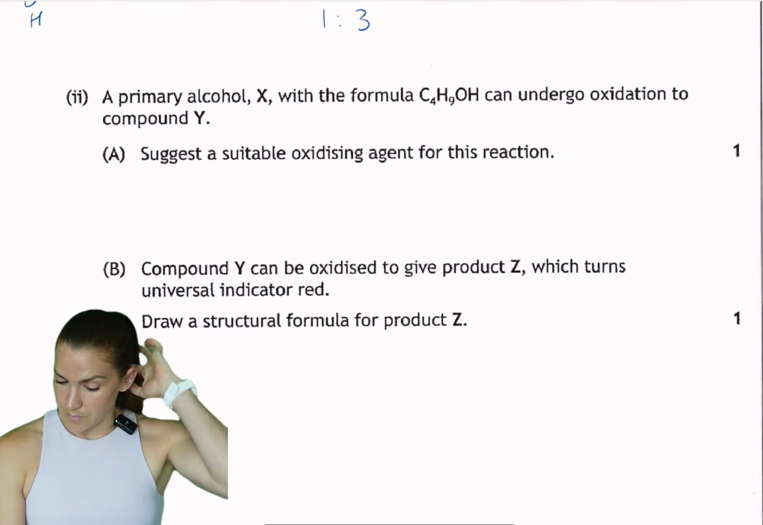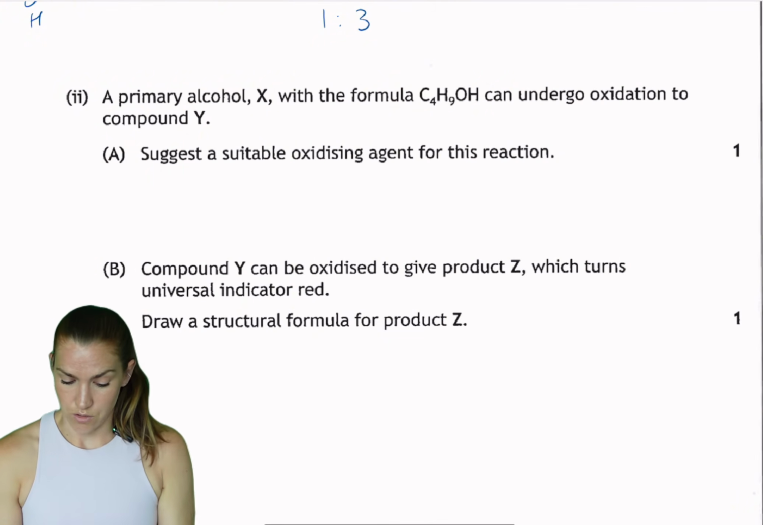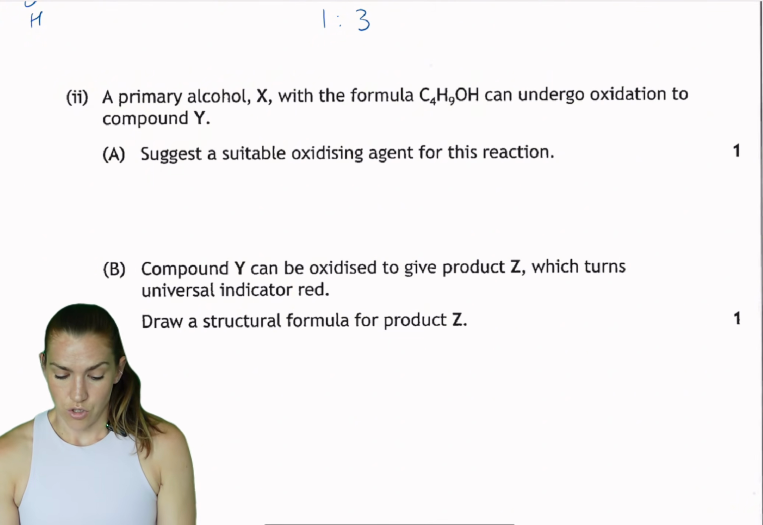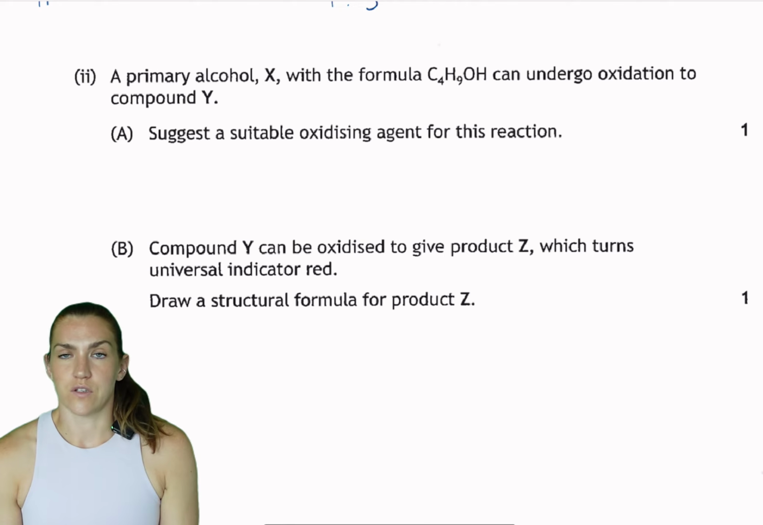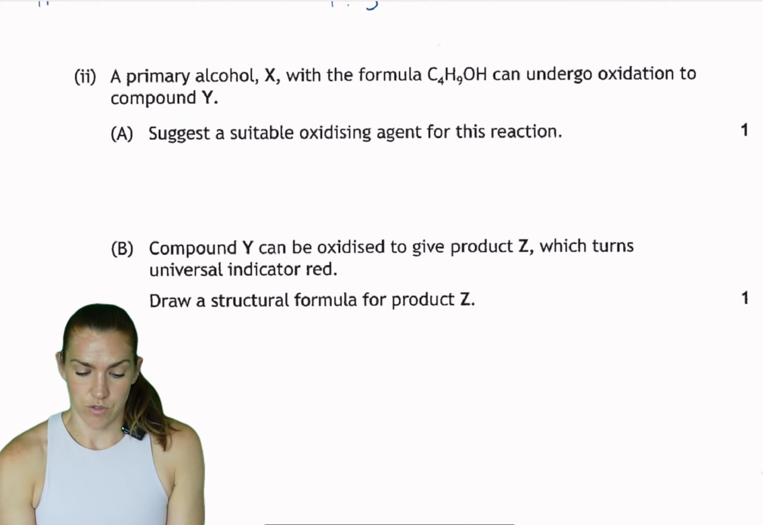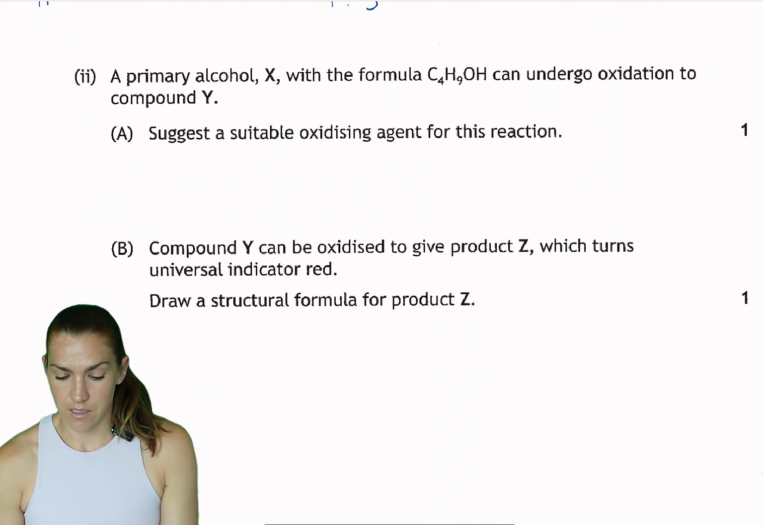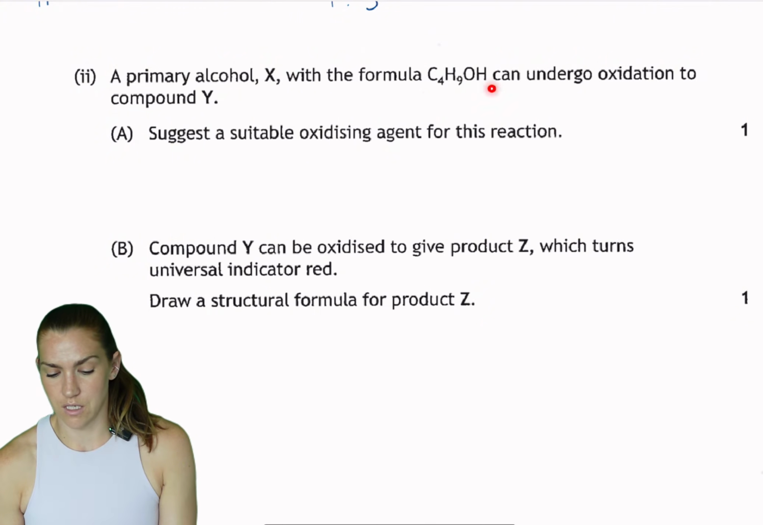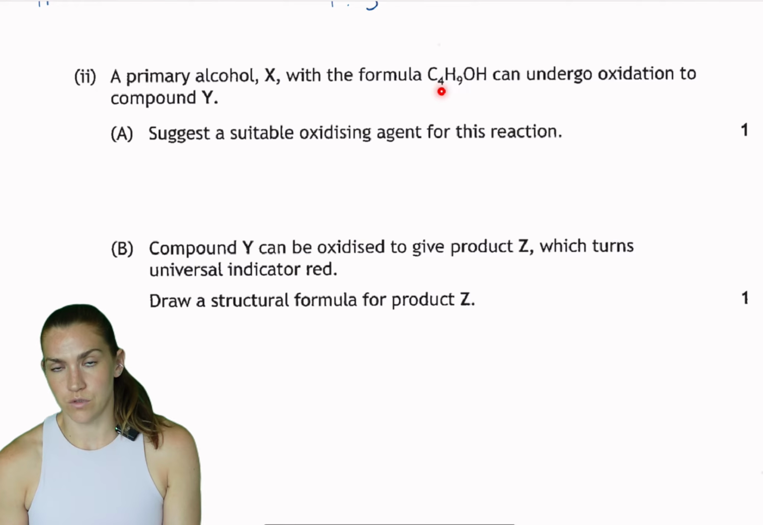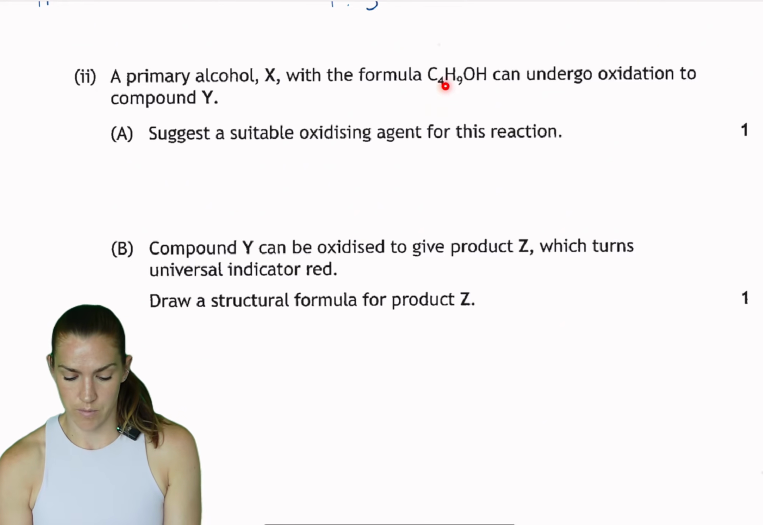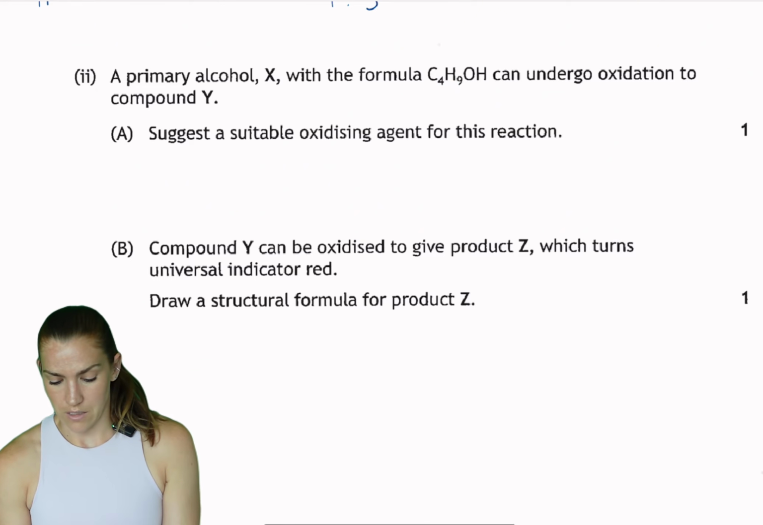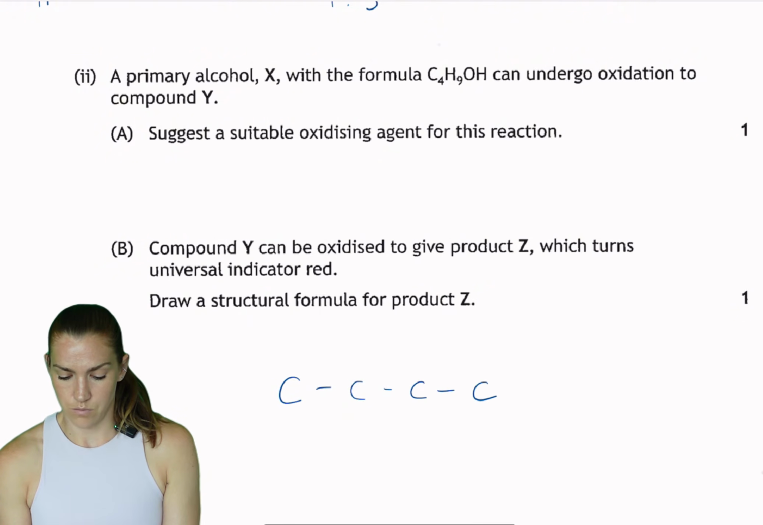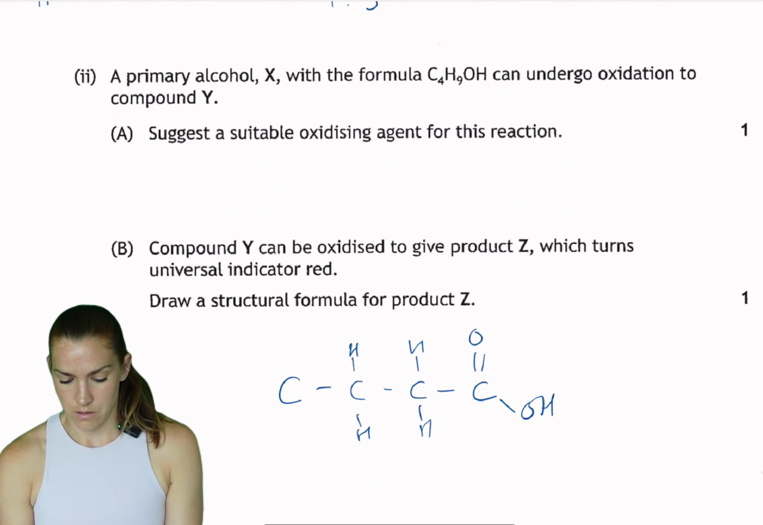And then compound Y can be oxidized to give product Z, which turns universal indicator red. Draw a structural formula for product Z. So if it's turning universal indicator red, that means you produced a carboxylic acid. If you've fully oxidized this alcohol to form the carboxylic acid, you're going to end up having formed butanoic acid because you've started off with 4 carbons. So drawing the structural formula for that, you do your 4 carbons in a row, put on your carboxyl group, and then add in all your hydrogens. Just like so.